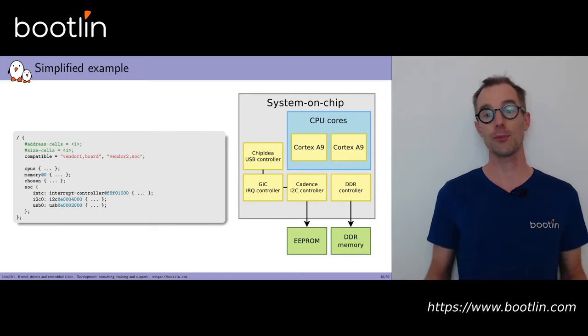At the bottom of the slide, you have what looks like the final DTB. Of course, in practice, the DTB is a binary format, so it doesn't look like a text file, but this is what you would get if you decompiled the DTB back into a source file. So what you see is really the combination of the DTSI plus the DTS, where the values specified in the DTS win over the ones defined in the DTSI.